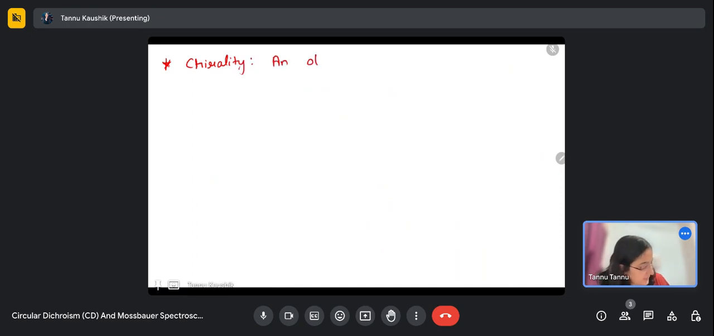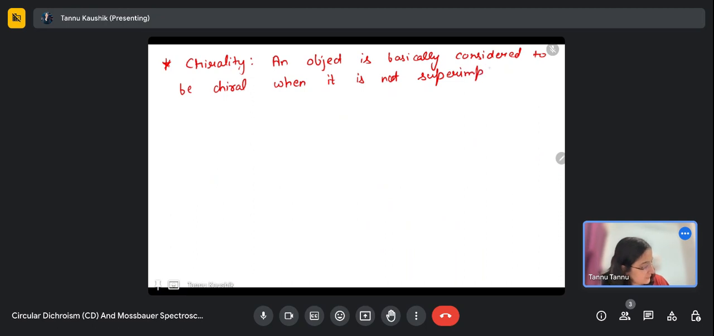An object is basically considered to be chiral when it is not superimposable on its mirror image.